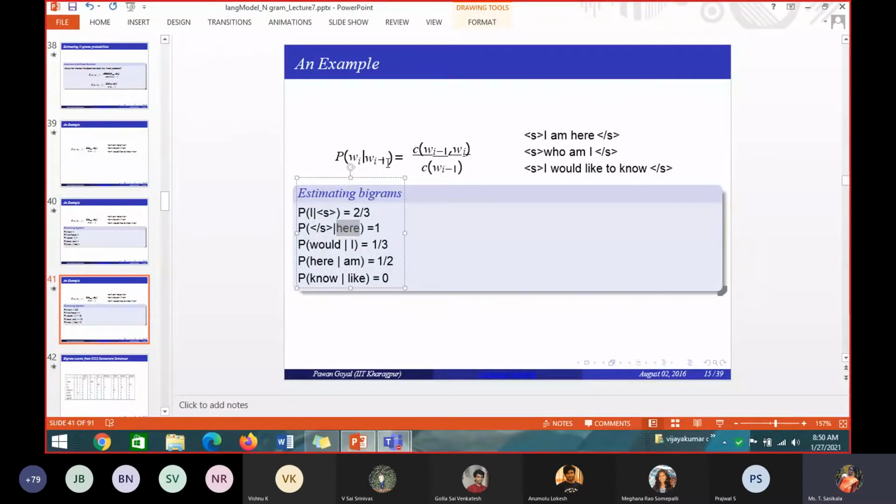So P of Wi given Wi minus 1 is P of end of the sentence given here. Can you tell me the probability? Count of Wi minus 1 comma Wi, that is here followed by slash s, how many times occurring, divided by how many times here alone occurs in my corpus. 1 divided by 1, which is equal to 1. This is how you calculate the probability of occurrence of the next word based on the previous word. This is bigram. Similarly, for trigram you can take the previous 2 words also.